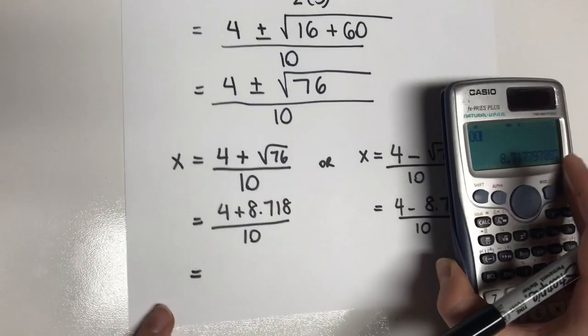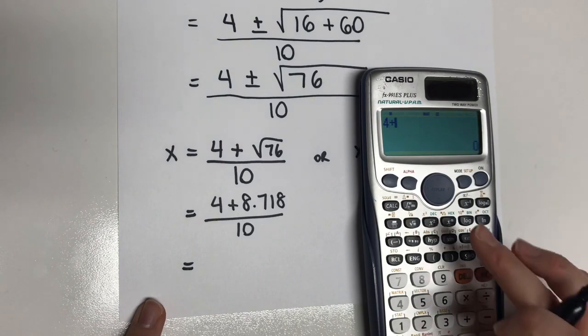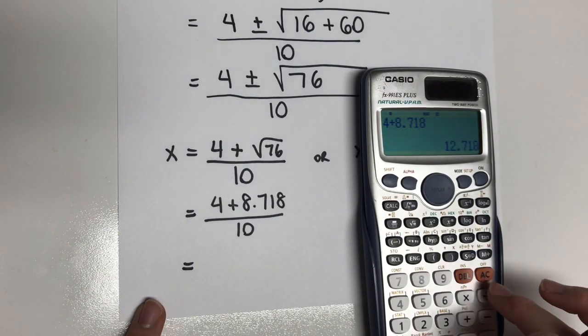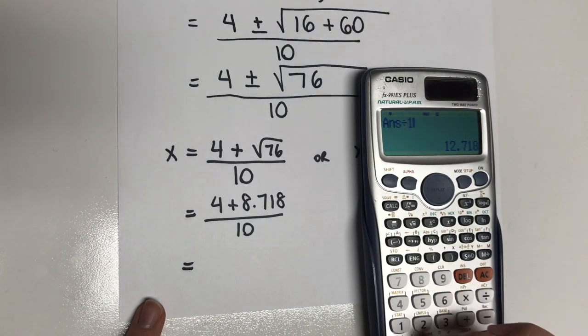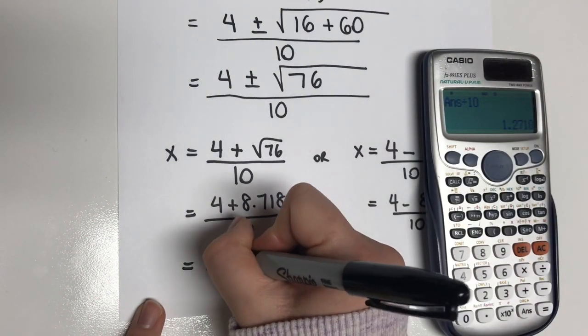Okay, so now I can put that part into my calculator, just in case your calculator is one of those that are harder to do all in one step. 8.718 equals, divided by 10 is equal to 1.272. Or I'm just going to round it to 2 decimal places, actually, 1.27.